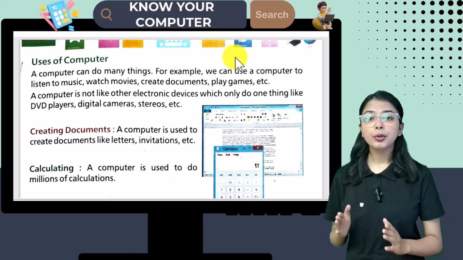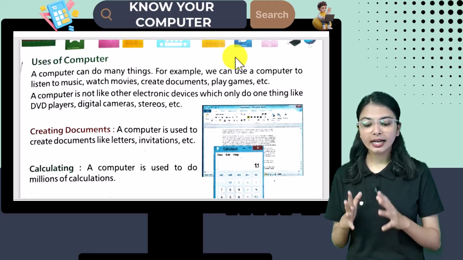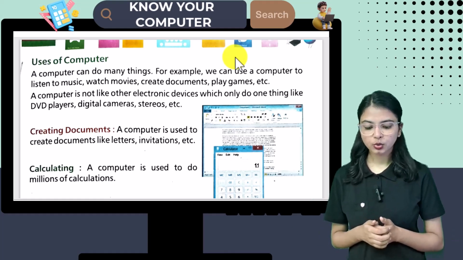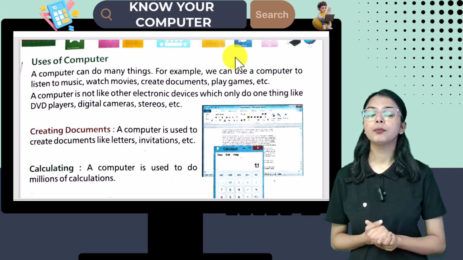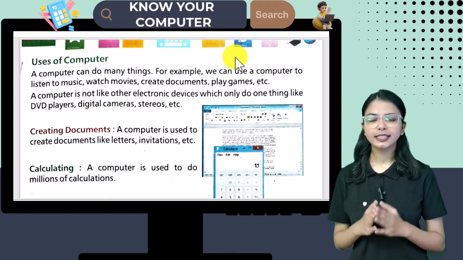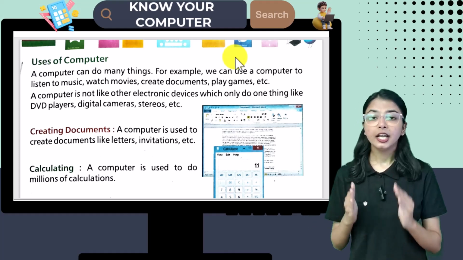But a computer can do multiple tasks at one time, and we can do many things with the help of computer. Okay, students. So what are the tasks we can do with the help of computer? So creating documents. First important task is creating documents. A computer is used to create documents like letters, invitations, etc.